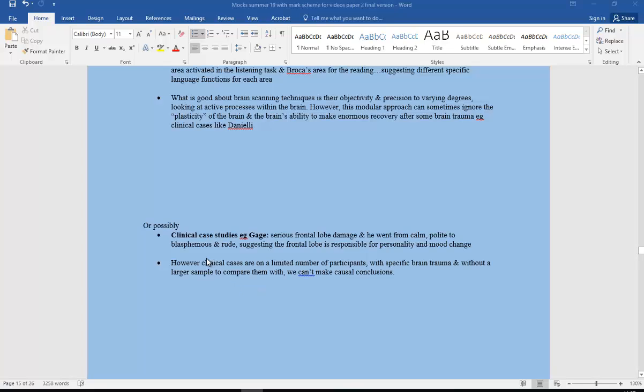I know a lot of you like the Finis-Gage case study, so we would need to say it's a clinical case study, e.g. Finis-Gage, who had serious frontal lobe damage after his accident, his mining accident. And he went from being very calm, polite, to becoming very blasphemous and rude, suggesting that the frontal lobe is responsible for personality and mood change. However, clinical cases are obviously a limited number of participants with very specific brain trauma, and without a larger sample to compare them with, we can't make any causal conclusions.